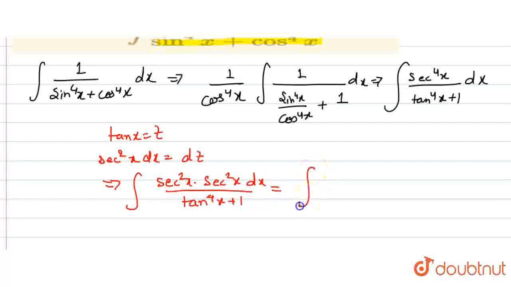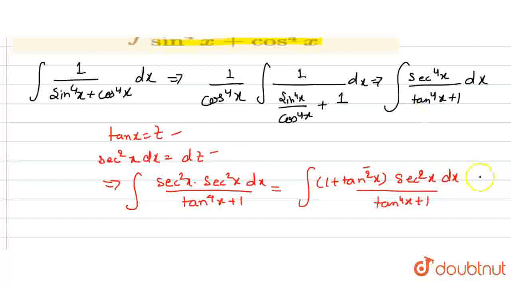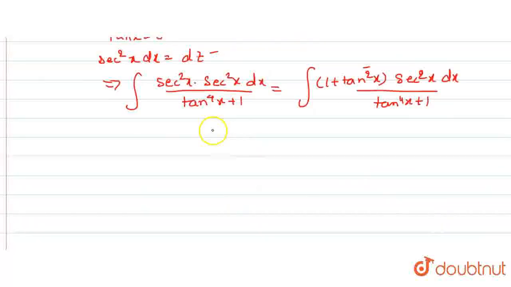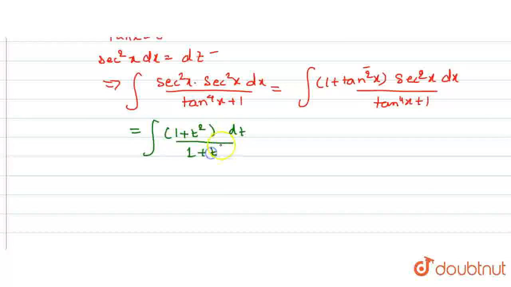We can also write sec square x as 1 plus tan square x, dx divided by tan to the power 4x plus 1. We know that tan x is equal to t, and also that sec square x into dx is equal to dt. We are just putting these values. So putting tan x is equal to t, we get 1 plus t square, here dt, and here 1 plus t to the power 4. Okay, this is what we are getting.